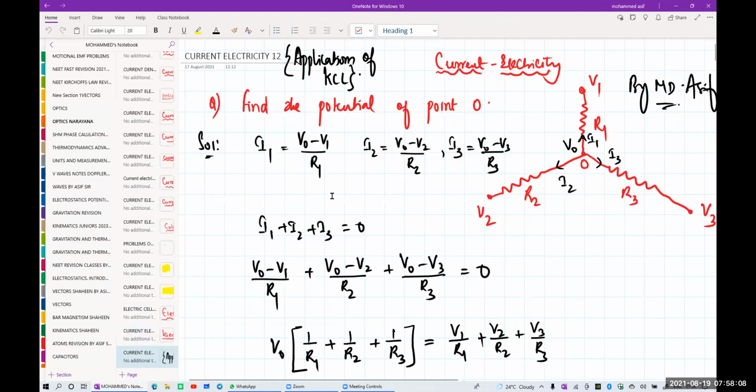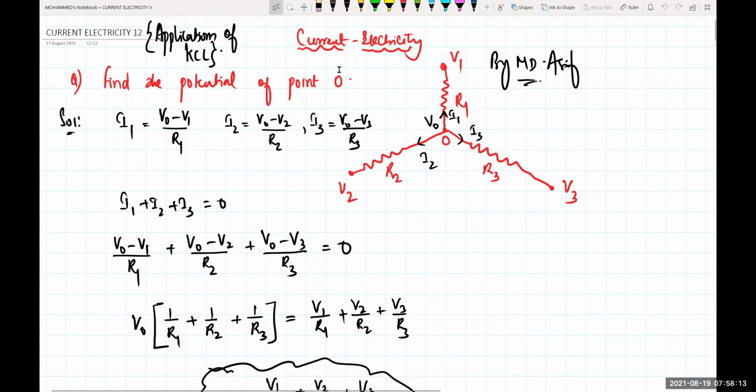Okay. Applications of Kirchhoff's laws. See here, this is the given diagram. Find the potential at point O. This is the potential at point O. Between this one there is a resistance R1, and here a resistance R2. Here the resistance is R3. Potentials are given as V1, V2, and V3.